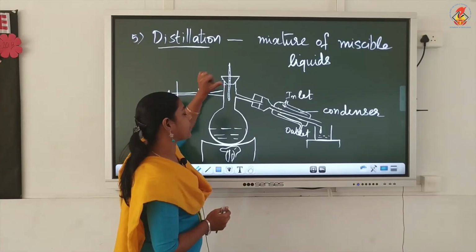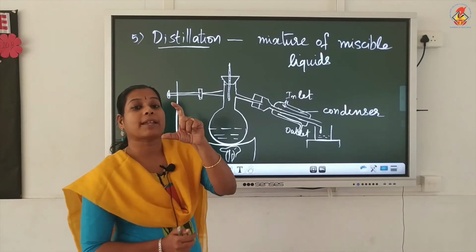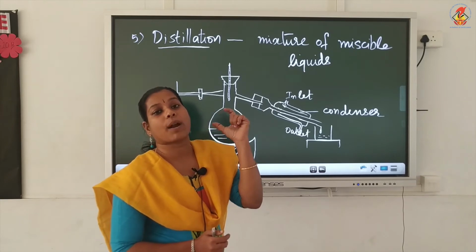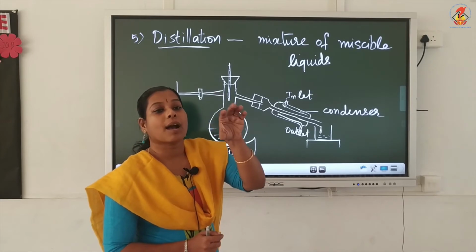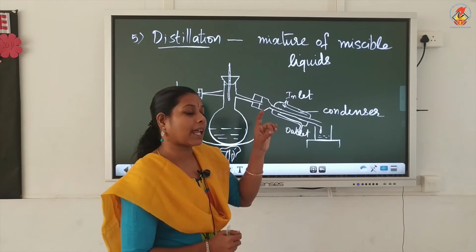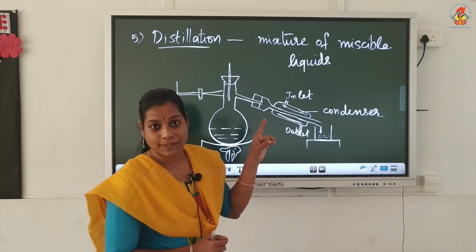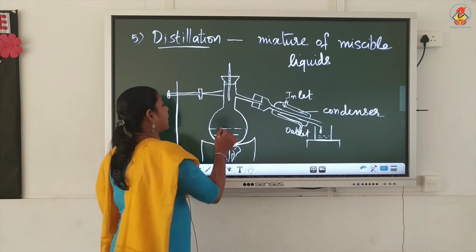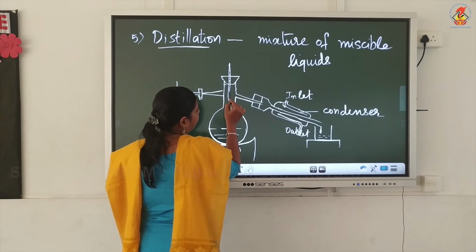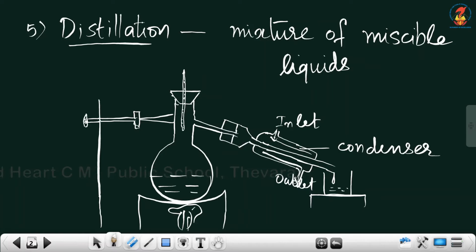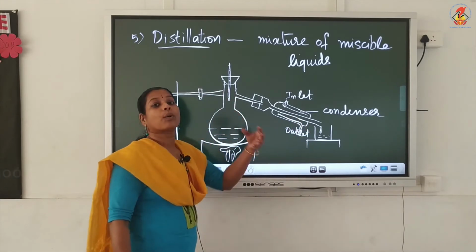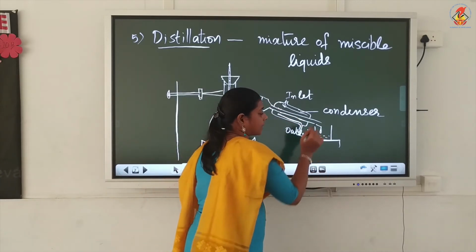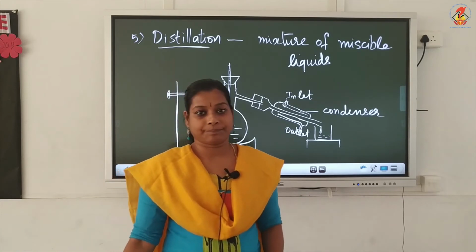Looking at the thermometer reading, when the temperature is constant, we can say that one component is changing state. The transformation of one component's state is happening, and at that time it is the boiling point of that component. During that time, that component will pass as vapors through this. When the vapors pass through this, water is passing through the condenser, so that will cool the vapor and the liquid will be collected in this beaker kept there.